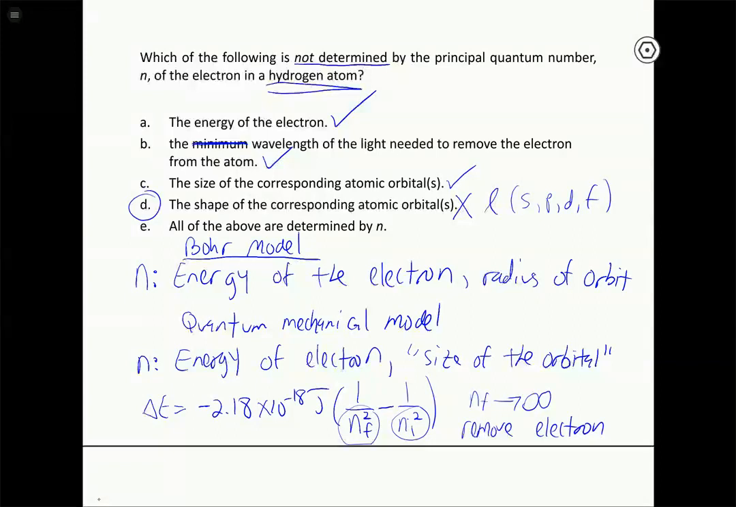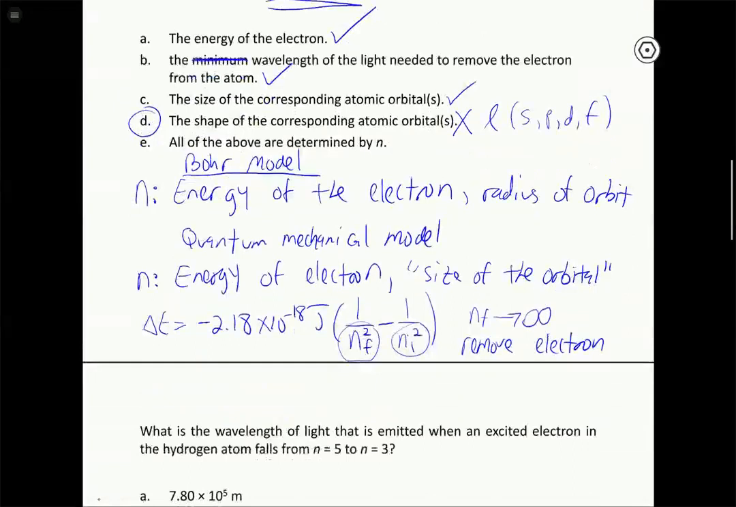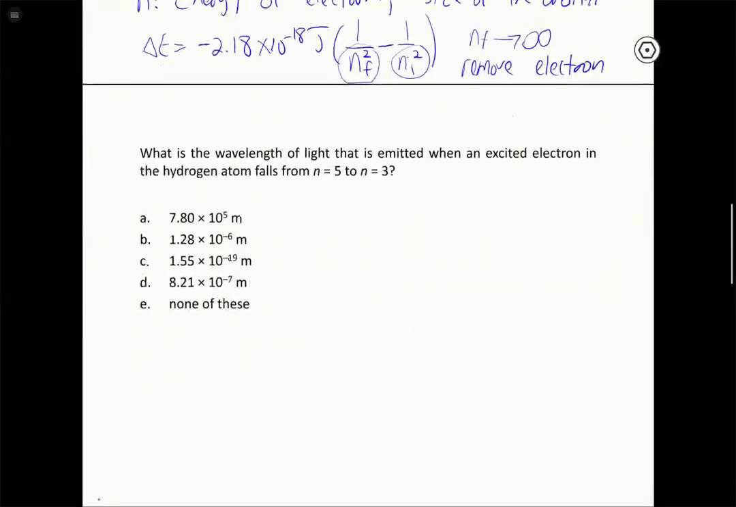Okay, so those were a couple of conceptual questions that we need to understand the Bohr model and understand some things about quantum numbers. Let's move on now to some numerical problems also related to the Bohr model.